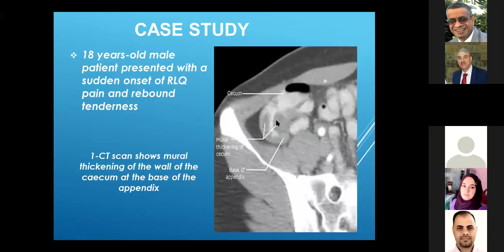This is a case study. This is an 18-year-old male patient presented with sudden onset of right lower quadrant pain and rebound tenderness. This CT shows mural thickening of the wall of the cecum. This is thickening of the wall of the cecum at the base of the appendix.